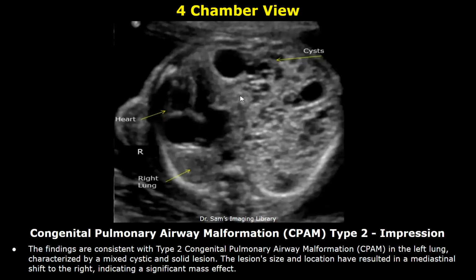This is the impression. The findings are consistent with type 2 CPAM in the left lung, characterized by a mixed cystic and solid lesion. The lesion's size and location have resulted in a mediastinal shift to the right, indicating a significant mass effect.